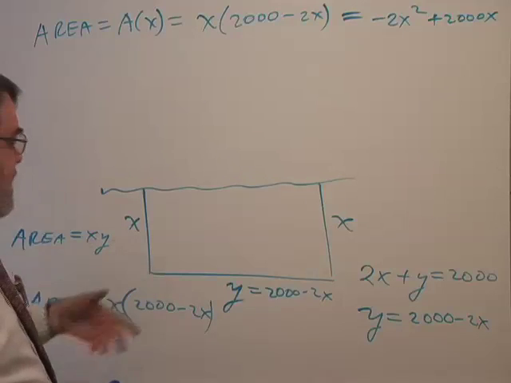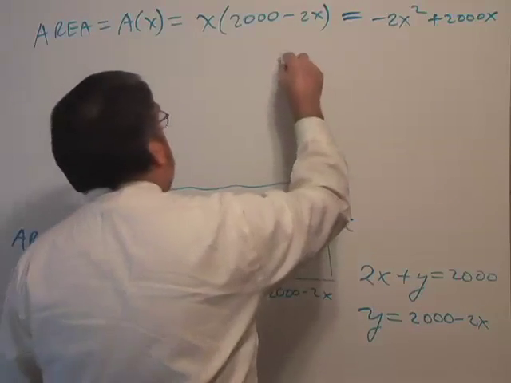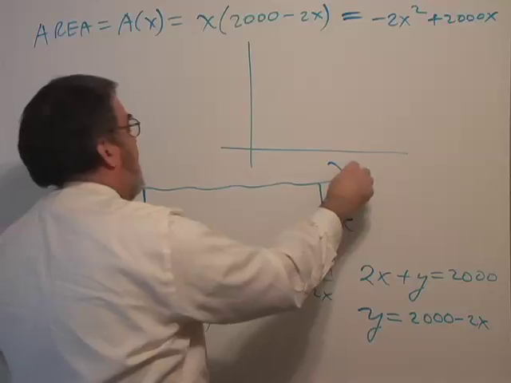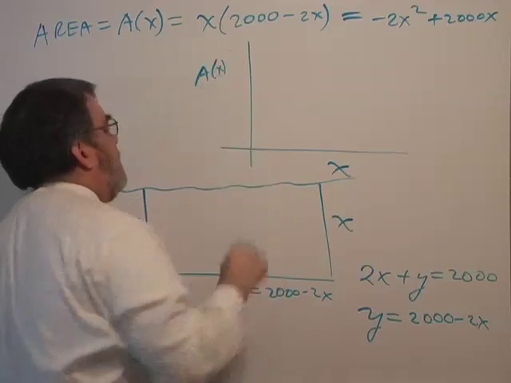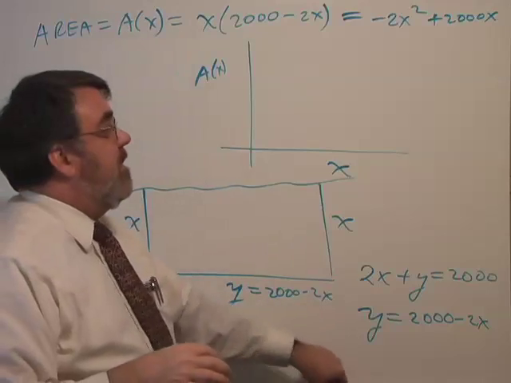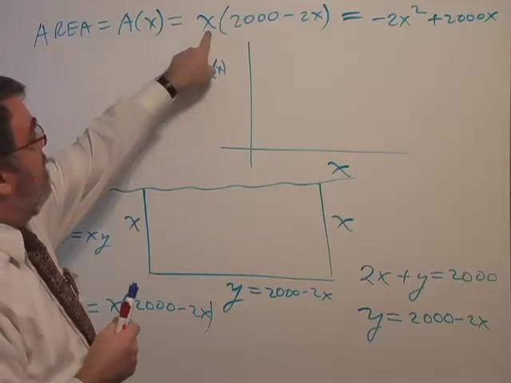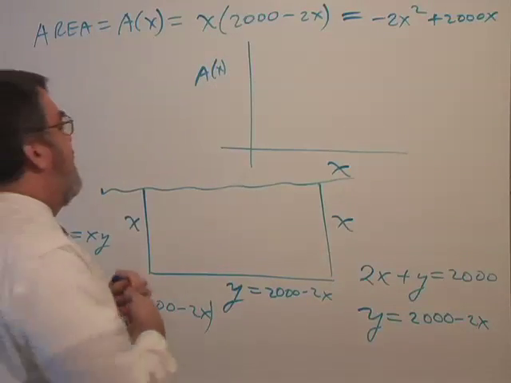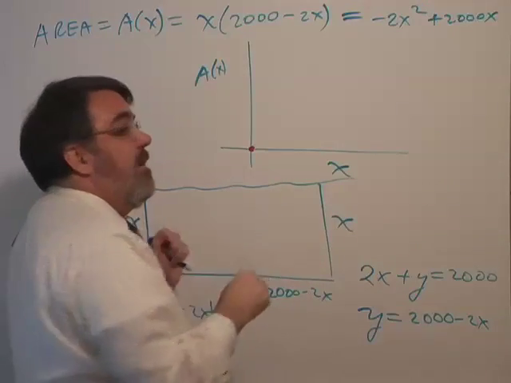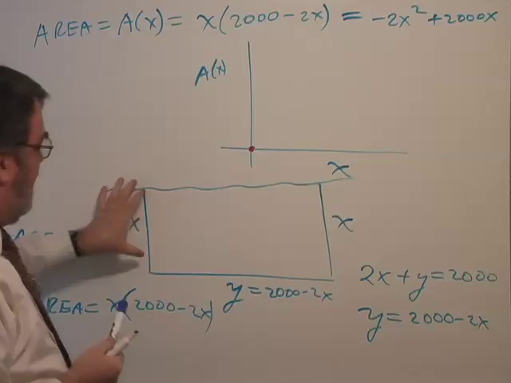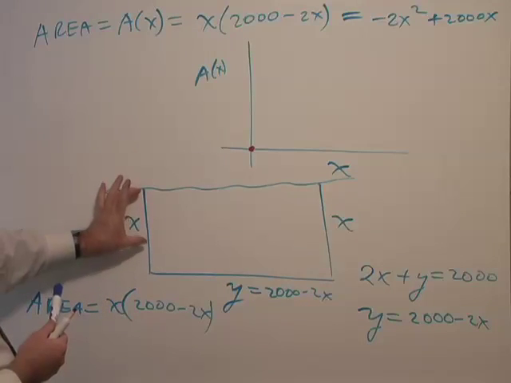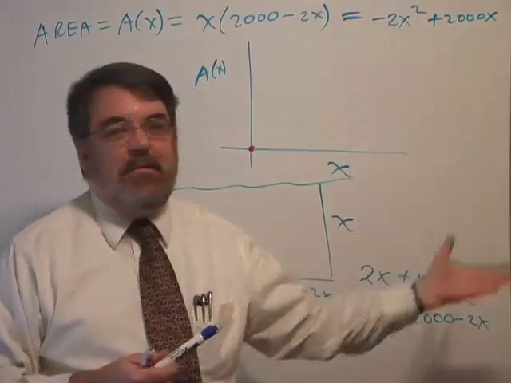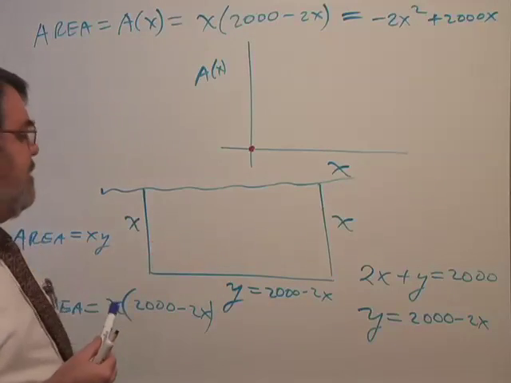So take a look at how this graph looks. And I'll try to squeeze it in over here. Here's x, and here's area, A of x. If I plot those against one another, when x is 0, A of 0, I've got 0 times 2,000, that's still 0. I have 0 area. Now that makes sense, because if my rectangle has no width, in other words, it'd be just like laying out 2,000 feet along the creek, you wouldn't have a rectangle, would you? So the area would be 0.